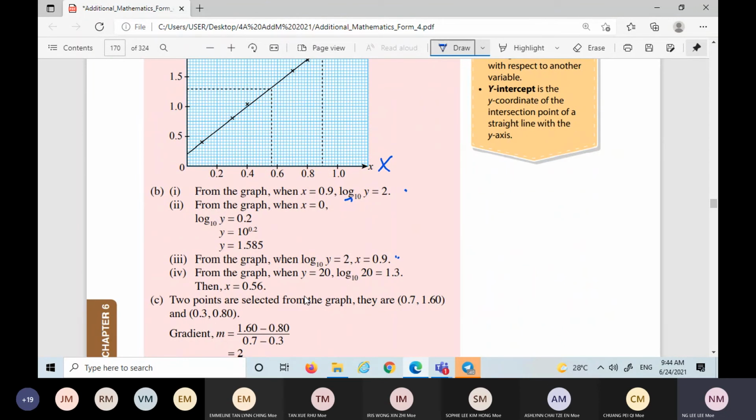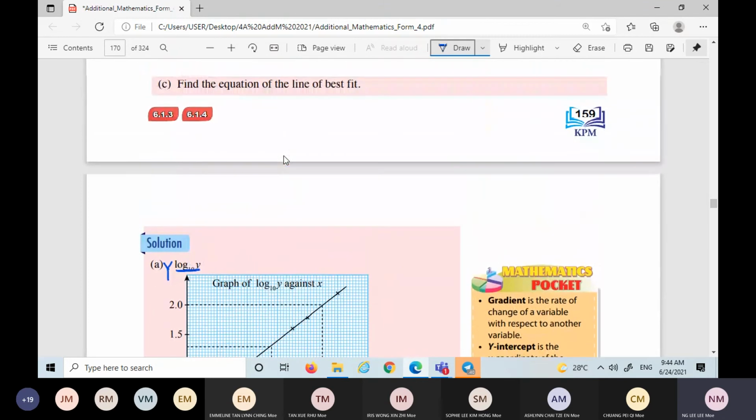Then find log 20. So log 20, you press the calculator, you get 1.3. Only then you read from the graph at 1.3. You read 1.3 here. The x is 0.56. Now we go to part C.